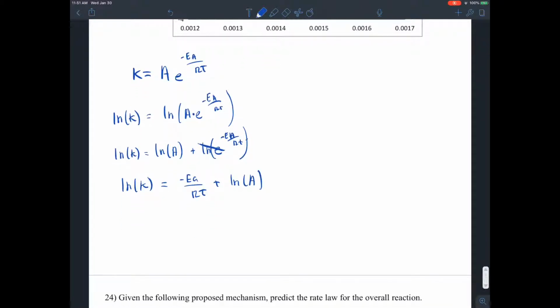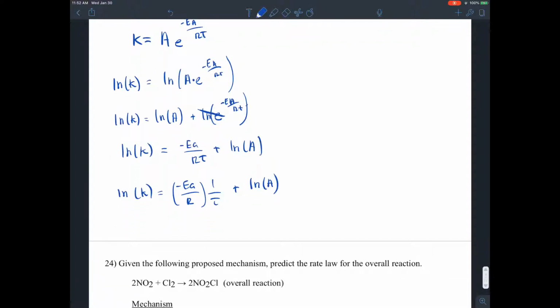Okay, we're almost done. The variable that's going to be changing in this is the temperature, so we're going to pull that out. It's going to be the natural log of K equals negative EA over R times 1 over T plus the natural log of A. And we have our equation. Let's take a look at what we got here.